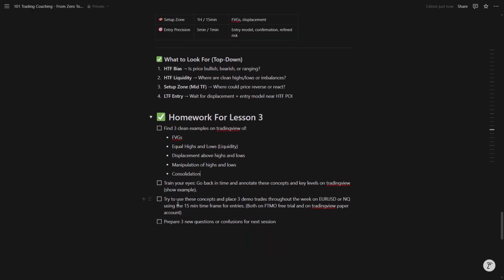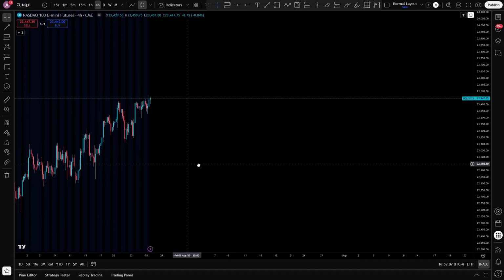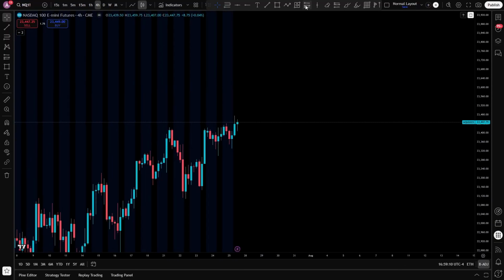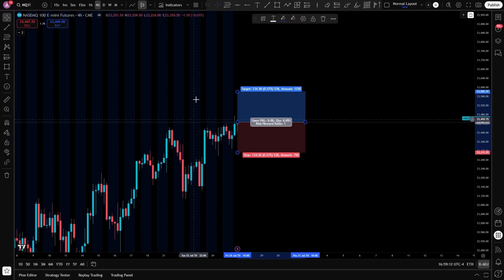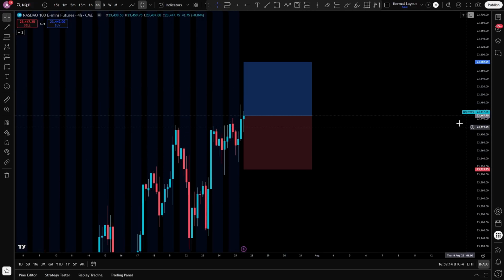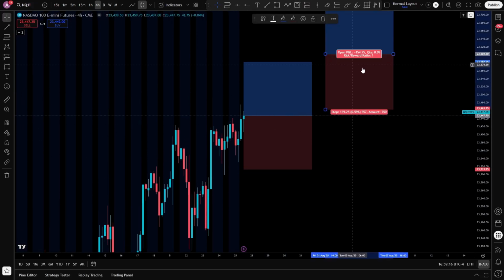Also, I want you to try to use these concepts and place 3 demo trades throughout the week, either on EURUSD or NASDAQ. I want you to use the 15 minute for entries, and everything above for the context and key levels. And then, let's say you take a trade on your demo, you want to mark it with, for example, the short or the long position button, that's this thing right here.